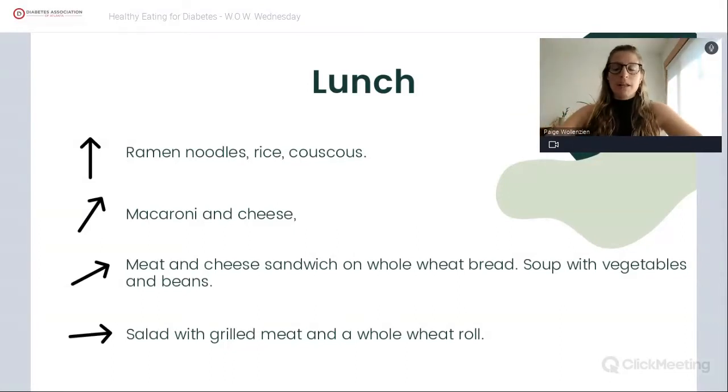A low blood sugar response lunch would be a meat and cheese sandwich that you make with whole wheat bread, or a soup that might have vegetables and beans. And then a slight impact on blood sugar rise with a lunch might look like a salad with grilled meat and a whole wheat roll.